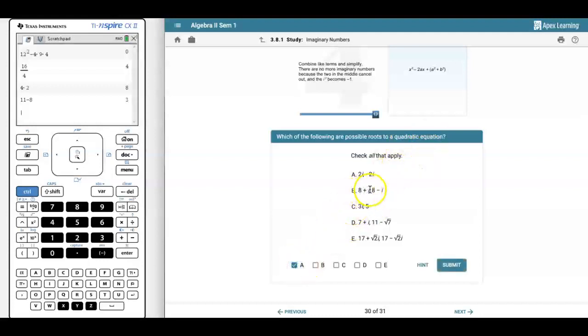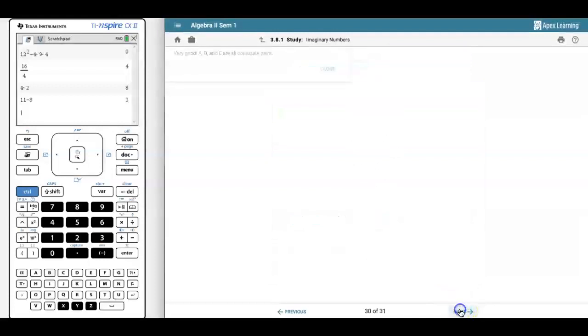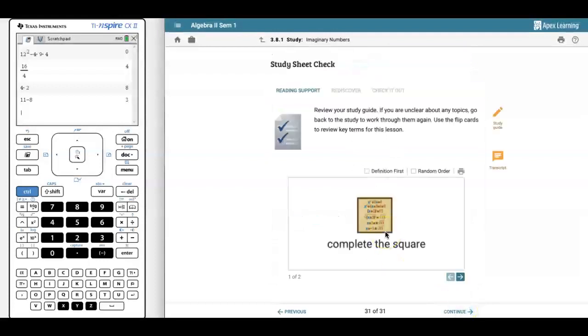Same thing, 8 plus i, 8 minus i. Those are complex conjugates. But 3i and 5, those are not conjugates of each other, so they would not be answers to a quadratic equation. 7 plus i and 11 minus square root of 7, those are not complex conjugates. However, 17 plus 2i and 17 minus 2i, those are complex conjugates. So you got to make sure you're very, very specific here with what you're looking at. So again, that ends the review session here.